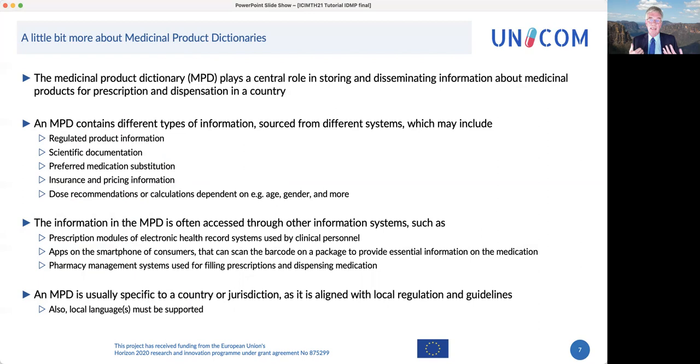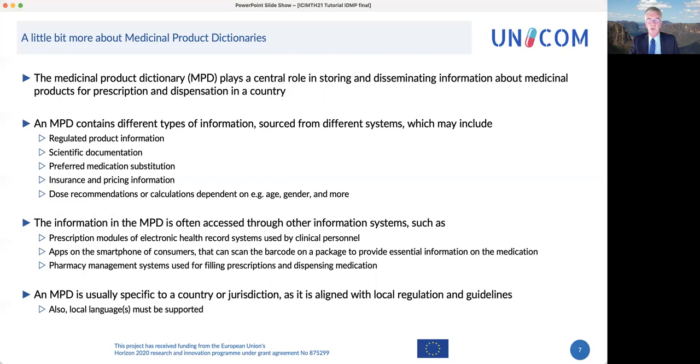So a medicinal product dictionary is really a very rich tool that bundles all the information that's necessary to have a safe prescription, dispensing and actually taking of medications in a country, and bundles all the knowledge around safe medications that's available. Of course, it will also support the local language in order to be able to communicate well with the patients and the healthcare professionals.